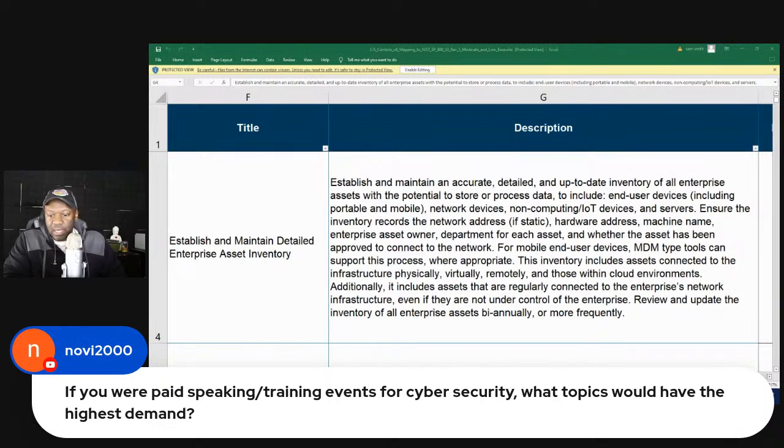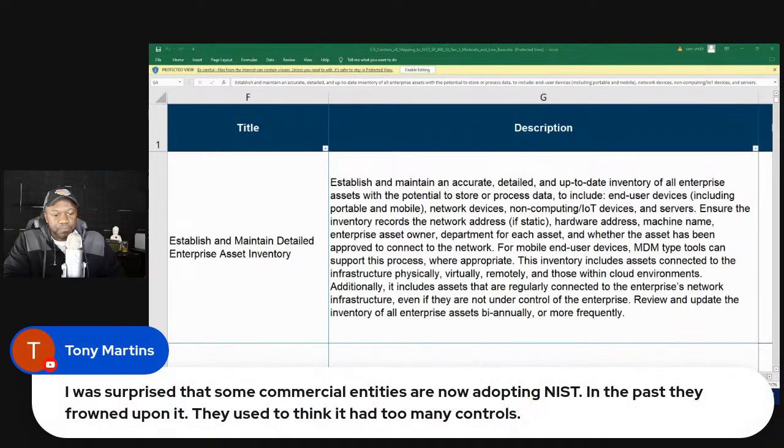Okay, I got another one from Tony. He says, "I was surprised that some commercial entities are now adopting NIST." Me too. I'm blown away. In the past, they frowned upon it. Oh, I didn't know that. And they used to think that it had too many controls. Yeah, you're right about that. Yeah, they did say that.